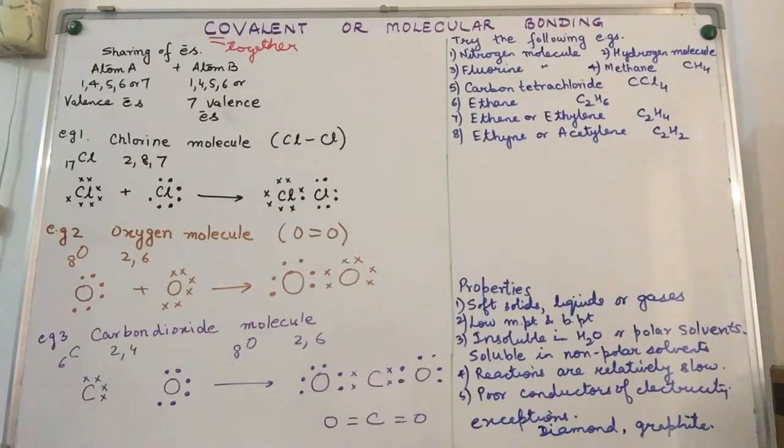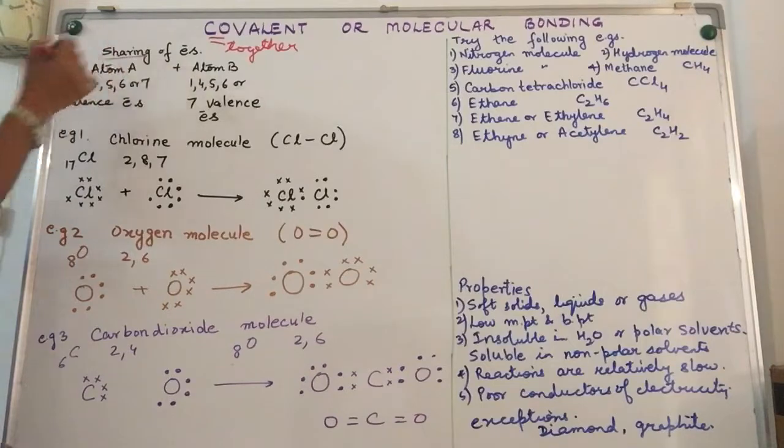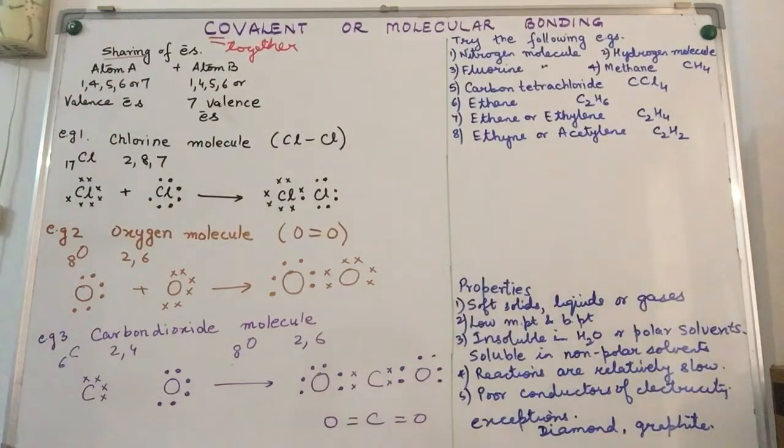So what happens in covalent or molecular bonding is the electrons of the valence shell come together to form a bond by mutual sharing of electrons. That is what we call covalent bonding. Unlike the previous bonding where we spoke about electrovalent, that means transfer of electrons, here it is sharing of electrons that happens.